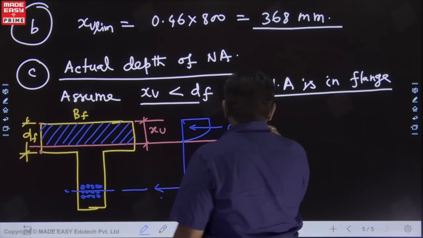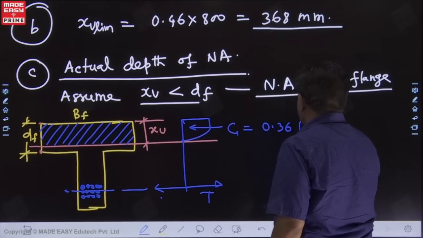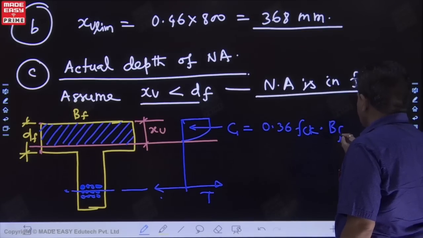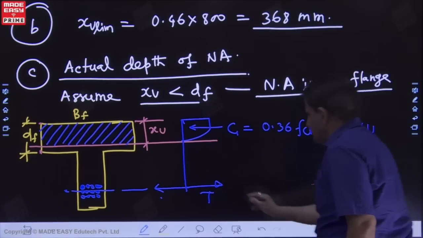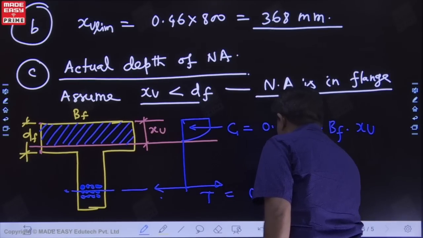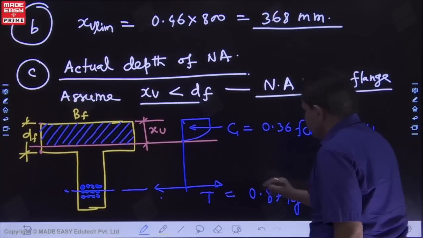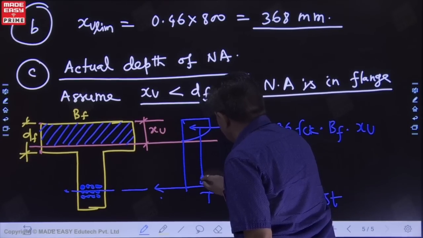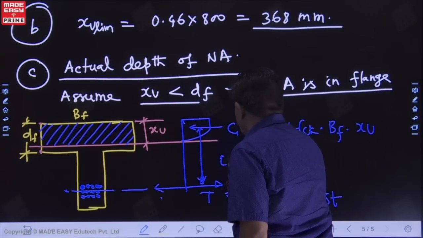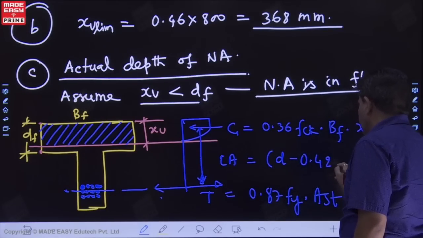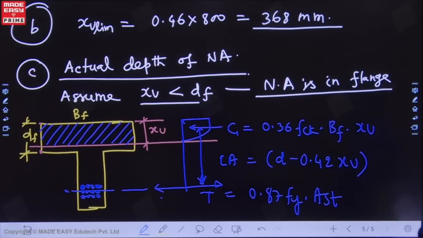C will become 0.36 into fck into B, which is bf in this case, and into Xu, and T force will become 0.87 into fy into Ast. And if this is the case, then lever arm will become the same value, d minus 0.42 into Xu. Okay, so these formulas we can use if you have this case.